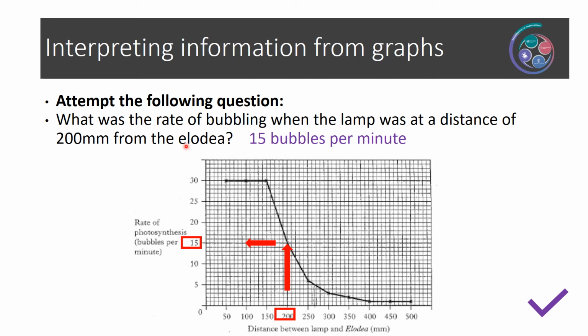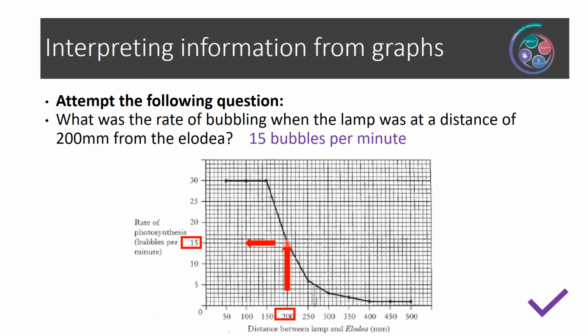The information they've given us in the question is that we're looking for a distance of 200 millimeters. So we're looking for the one that's got millimeters along the bottom, which is this bottom line here. Let's look for 200. Now 200 is at this point here. So we're going to follow it up until it reaches this line here, and we can see we've met our line.